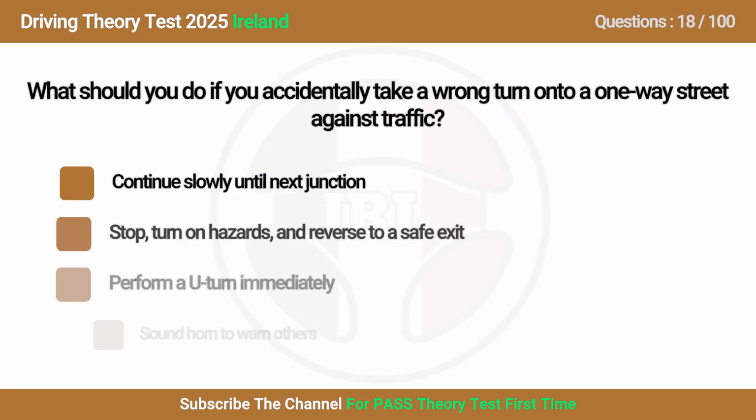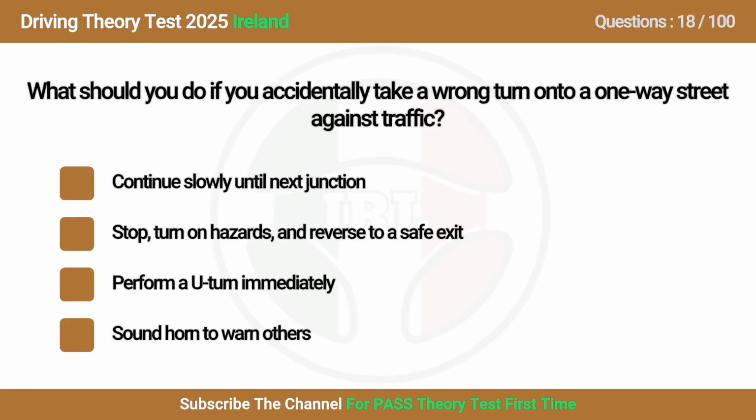Question 18. What should you do if you accidentally take a wrong turn onto a one-way street against traffic? A. Continue slowly until next junction. B. Stop, turn on hazards, and reverse to a safe exit. C. Perform a U-turn immediately. D. Sound horn to warn others.